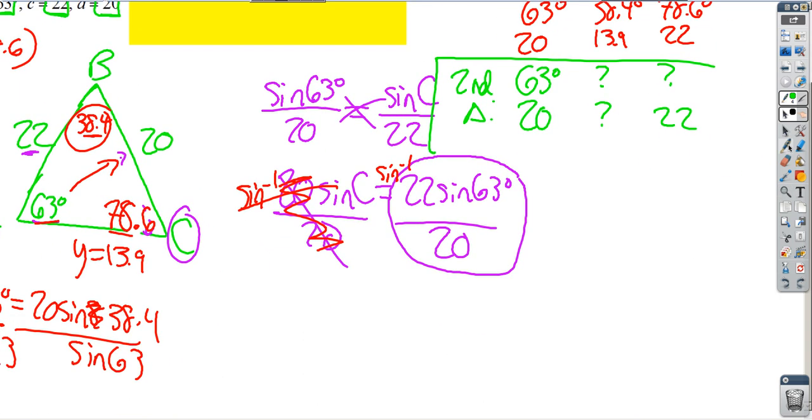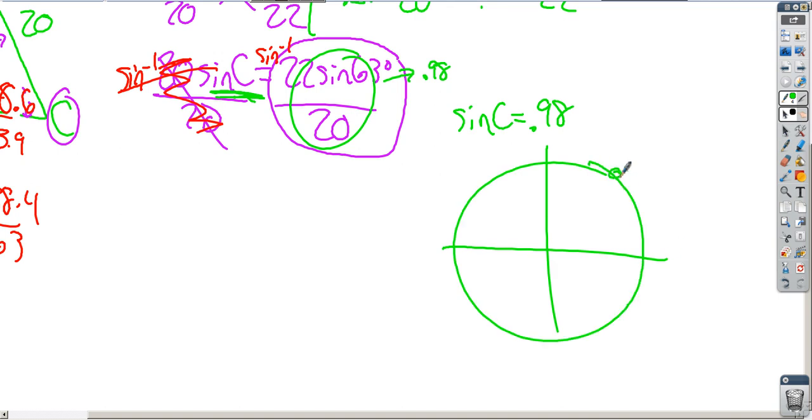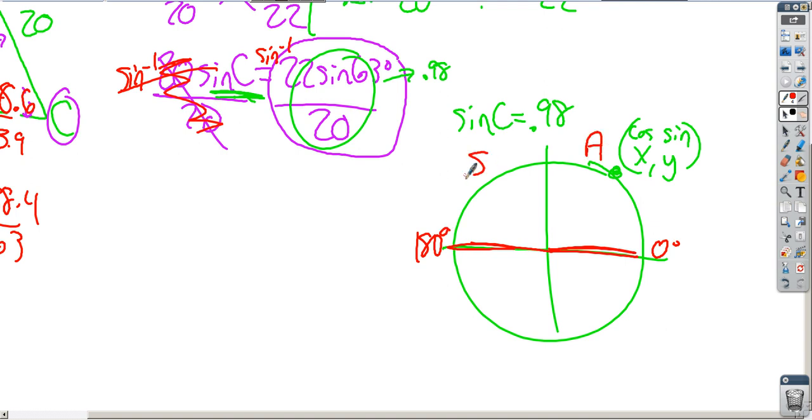When we did this part, this is the key step. This number right here was, I believe, 0.98 when you plug that in a calculator. So we said the sine of C is 0.98. Here's why there might be a second triangle. If you remember from the unit circle, here's the unit circle. On the unit circle, the x-coordinate is the cosine, and the y-coordinate is the sine. And when we're dealing with triangles, triangles go from 0 degrees over here to 180. Triangles go from 0 to 180.